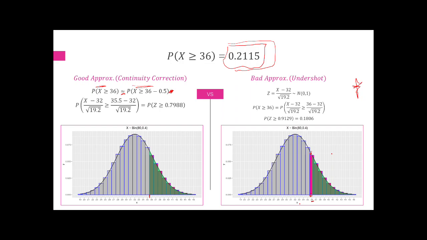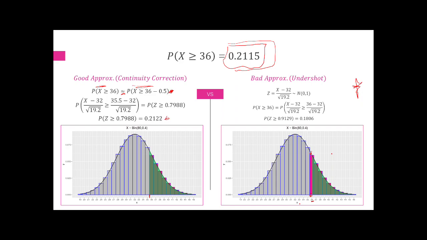So we can go and do the same exact thing we did with the earlier examples where we standardized it and say, okay, that means x minus 32 divided by square root of 19.2, and we standardize the 35.5 because 36 minus 0.5 is 35.5. And now it's that this standard normal is greater than 0.7988. And when you calculate that probability using a table or statistical software or calculator, you'll see that it's equal to 0.2122.